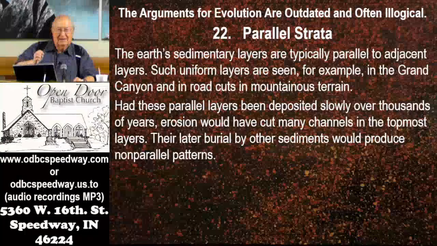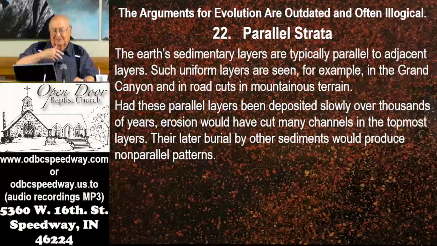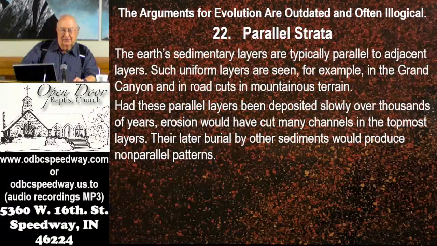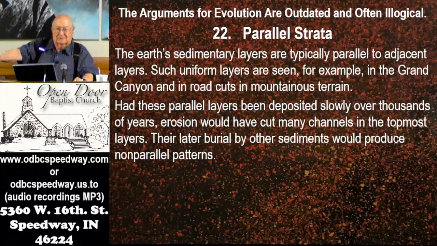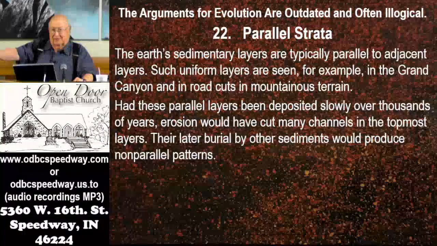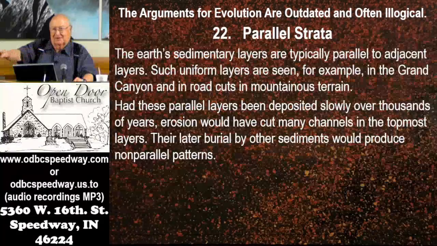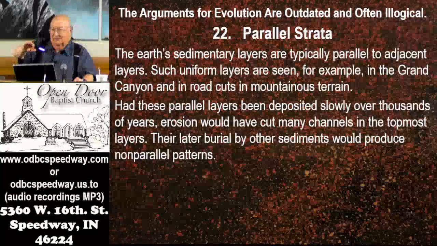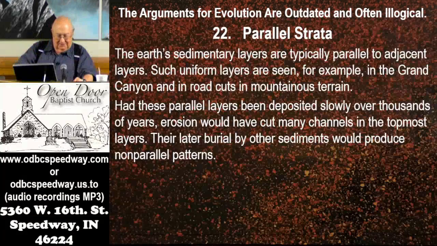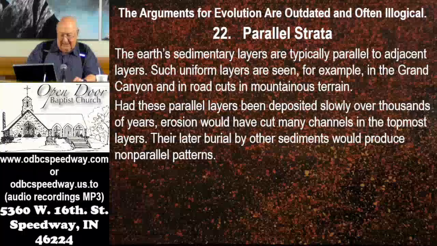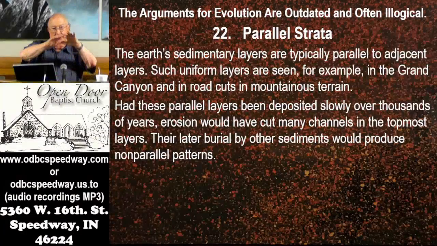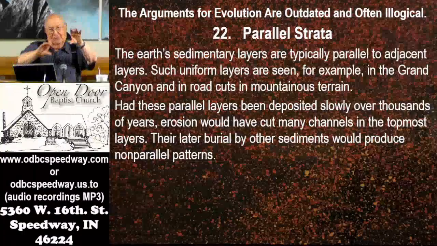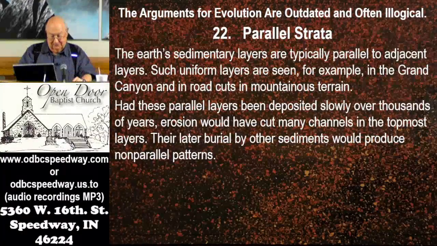But the thing is, the Earth is not without erosion capability. So if one of those layers was there for 100,000 years or 1,000 years, wouldn't there have been some sort of water channels, something dug through? And why do we not see that? Why is it pretty much just one layer upon the other? Their later burial by other sediments would produce non-parallel patterns. Where the one was worn out, the next layer would go like that. It's not something we see.